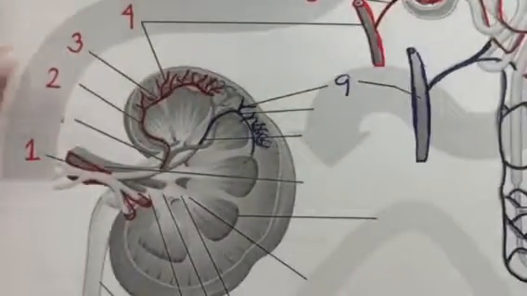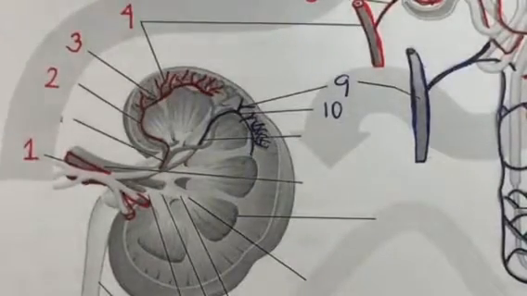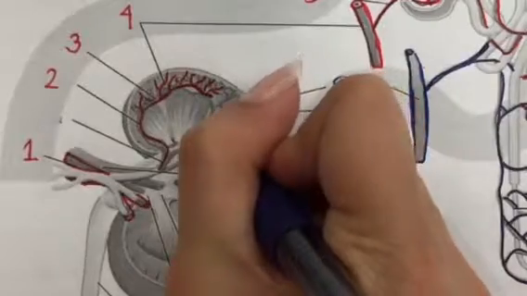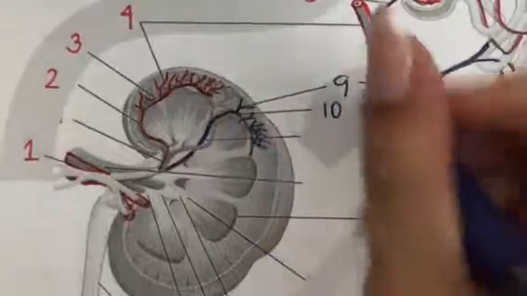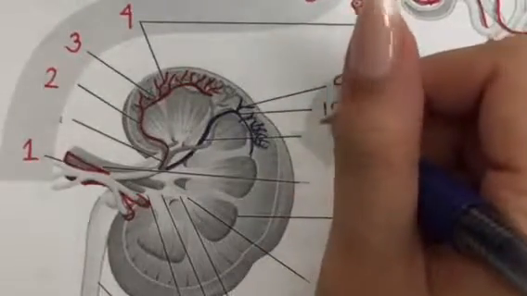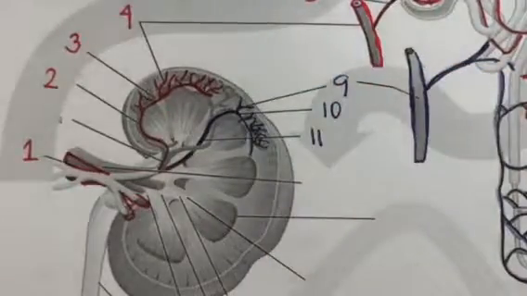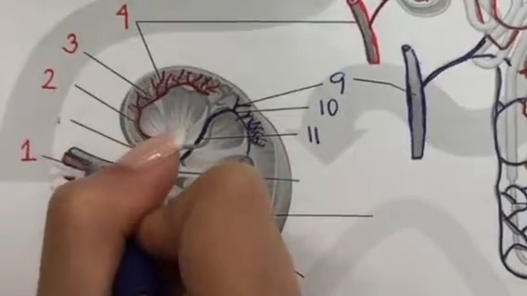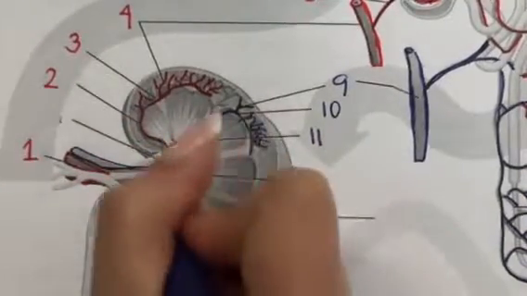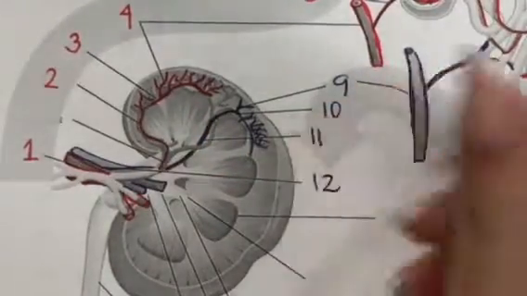The interlobular veins will merge together to form the what? Forms an arcuate vein. The arcuate vein will travel between the pyramids. What are the ones between the pyramids called? They're in between the pyramids. Interlobar vein. The interlobar vein will empty into the larger vein here. What is this larger one called? Renal vein. And then we'll exit the kidneys.